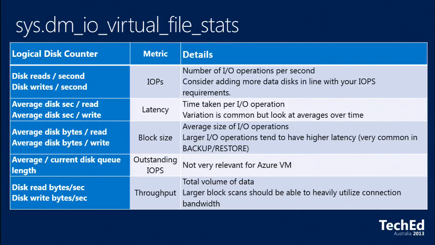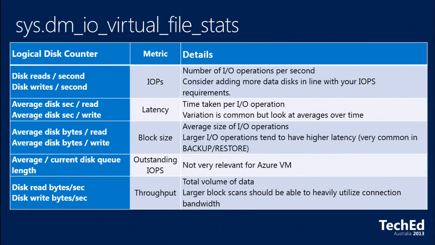If we're looking at measuring IOs per second, the counters are disk reads per second and disk writes per second. If you're not getting that up high enough, then adding additional data disks is quite linear if you can spread the load appropriately in an Azure VM. For latency, we look at average disk seconds per read or write. That's the measure of latency. Average disk bytes per read and write gives you the average block size of what's being read and written.